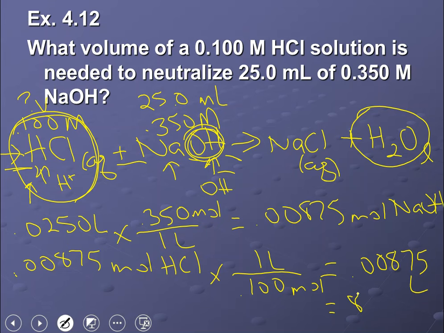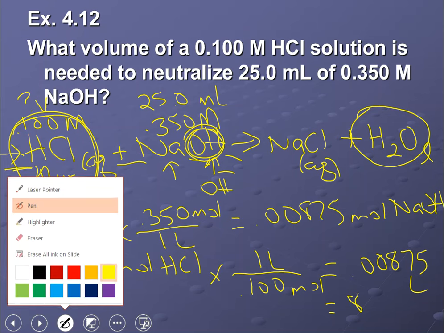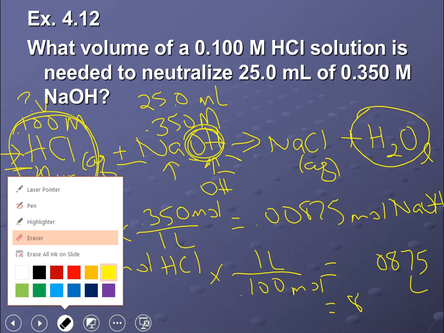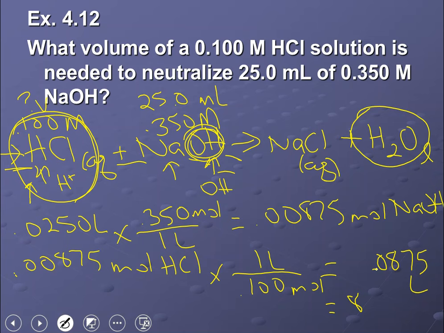Oh, I did that wrong. Sorry, guys. Go back here. I should erase that. 0.0875. So that means I'm going to need 87.5 milliliters of the HCl to completely react with the sodium hydroxide, and then it'll make water. So that's called a neutralization reaction.